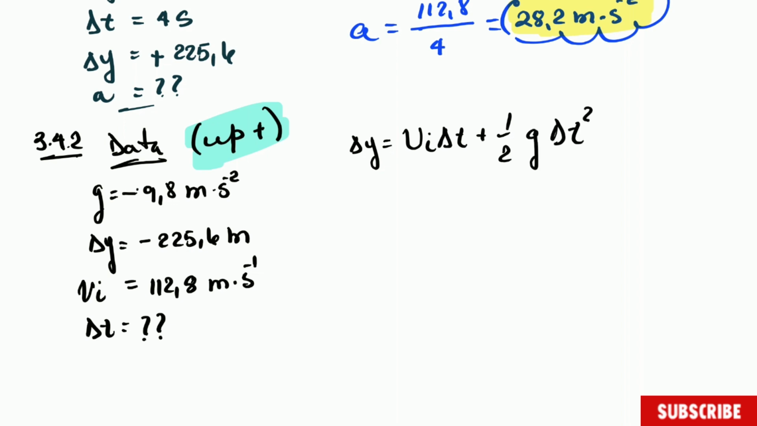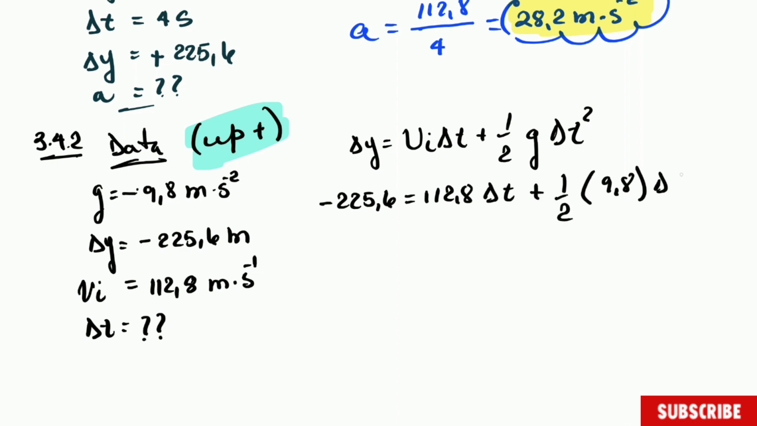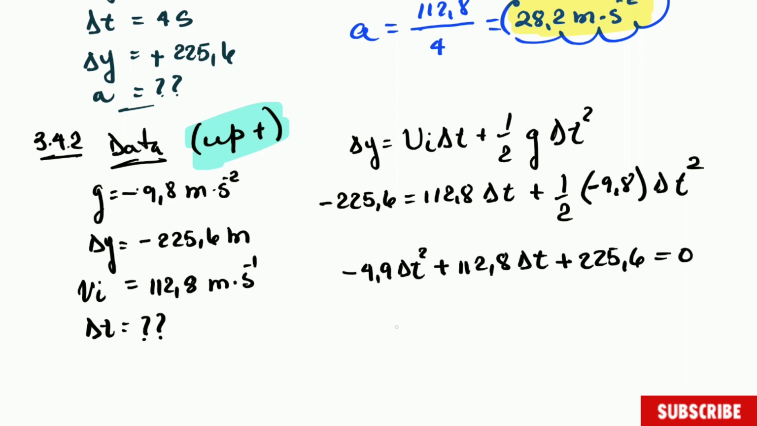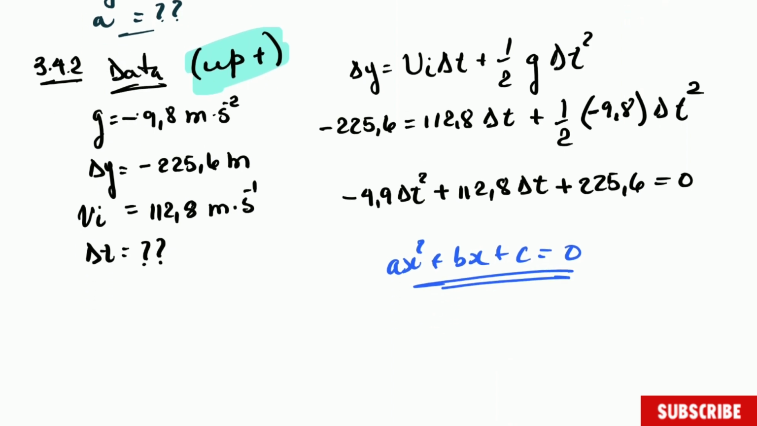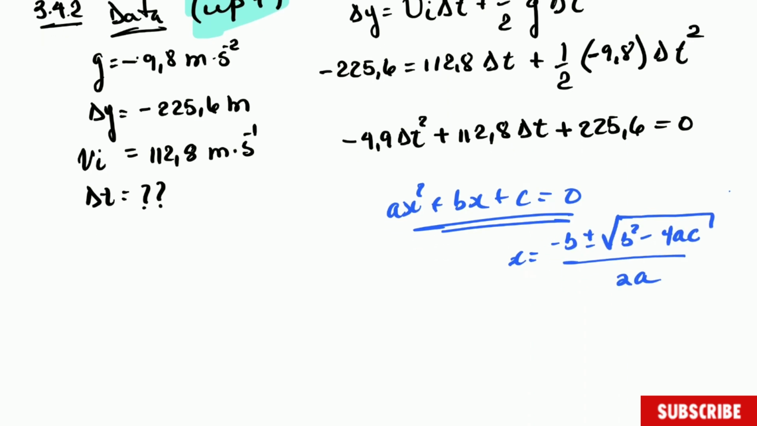Now let's substitute everything we have in here. And guys, here we are in a quadratic equation that has the form ax squared plus bx plus c equal to 0. So we are going to use the quadratic formula for calculating the quadratic equation, and we are going to use that formula for the time.